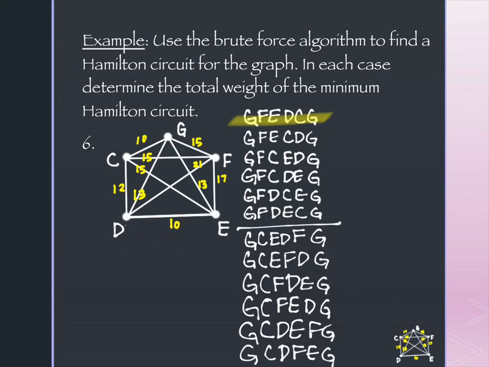So we're going to list out the weight along the path. If I go from G to F, how much is that? 15. And then F to E, 17. E to D, 10. D to C, 12. And then C back to G is 10.